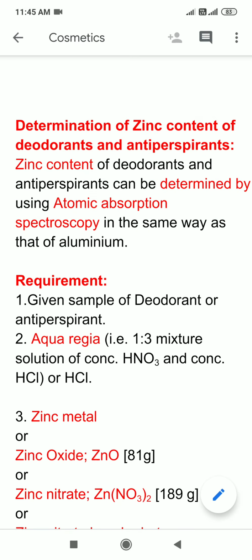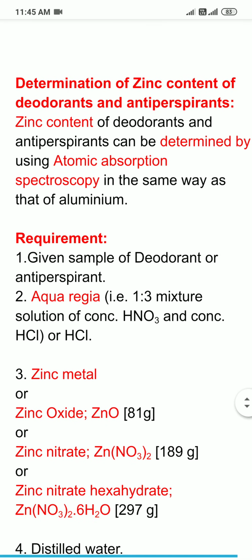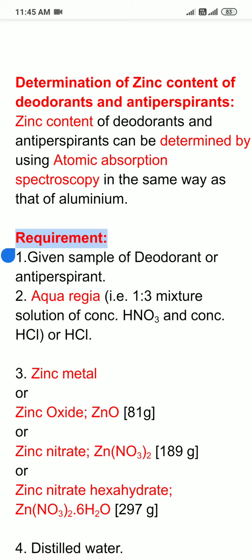The difference is that in the case of aluminum, we used aluminum standard for recording absorbances, whereas in this case we will use zinc standard. So our requirement will be a little bit different and the rest of the things will remain the same. So what are the requirements for estimation of zinc content of deodorants and antiperspirant?